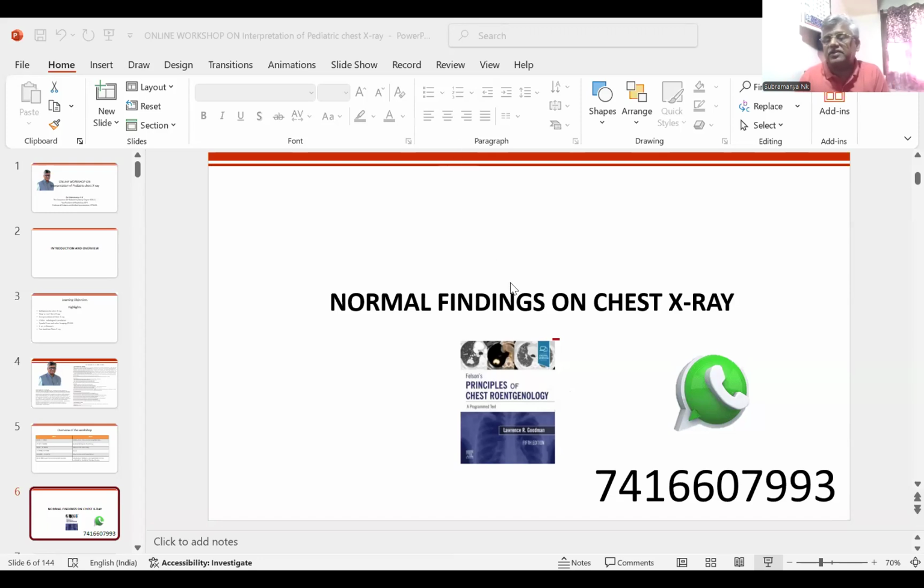So if there are no comments from anyone who wants to speak, you are allowed. Otherwise, viral and bacterial bronchopneumonia, and whether pneumonia is viral or bacterial, is a clinical diagnosis, not a radiological diagnosis.